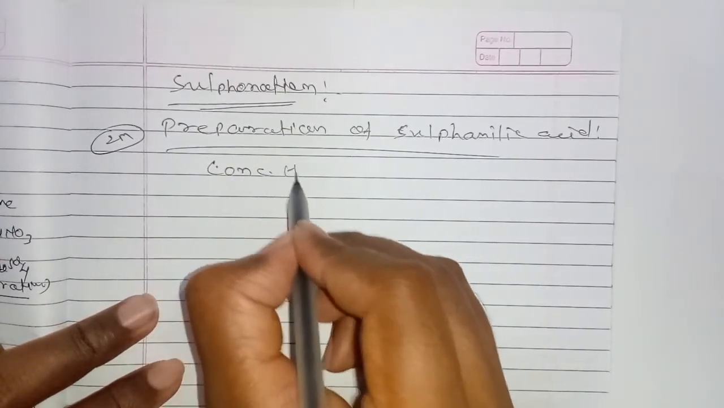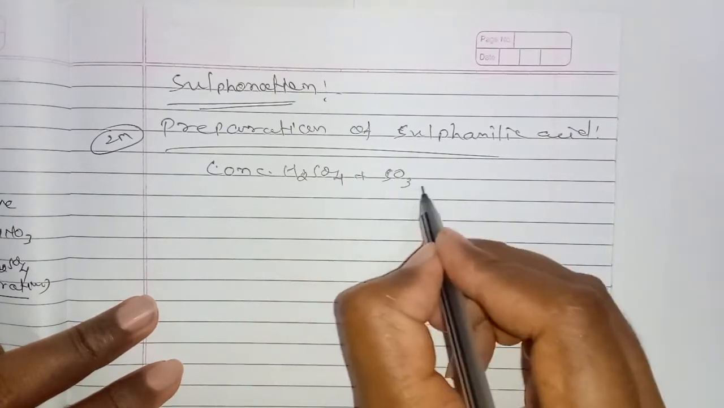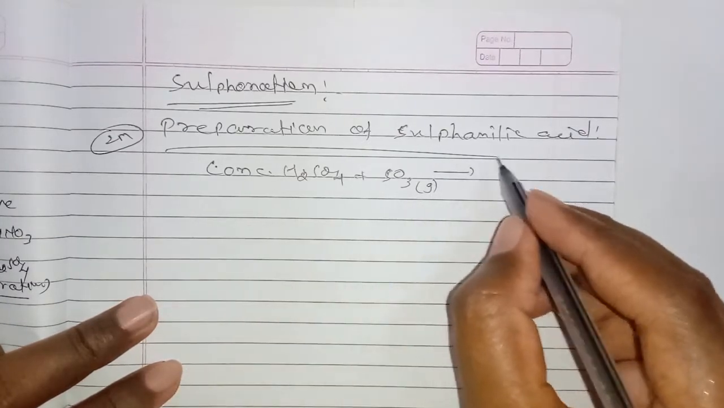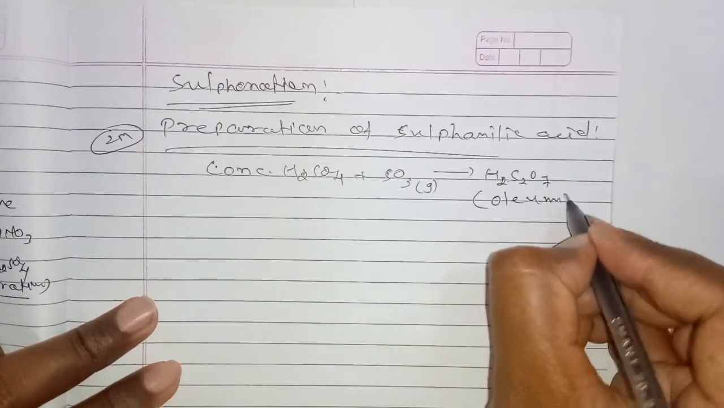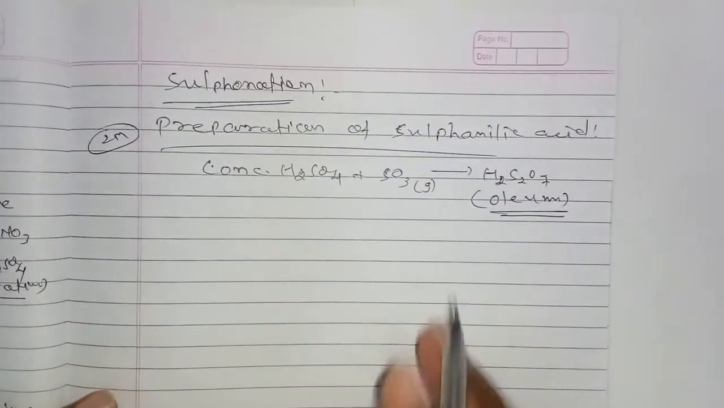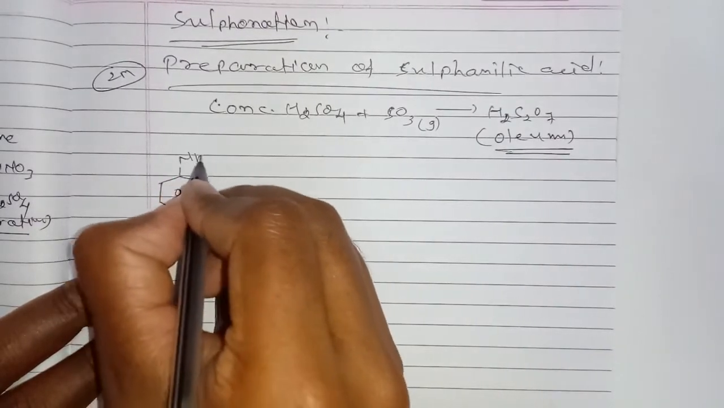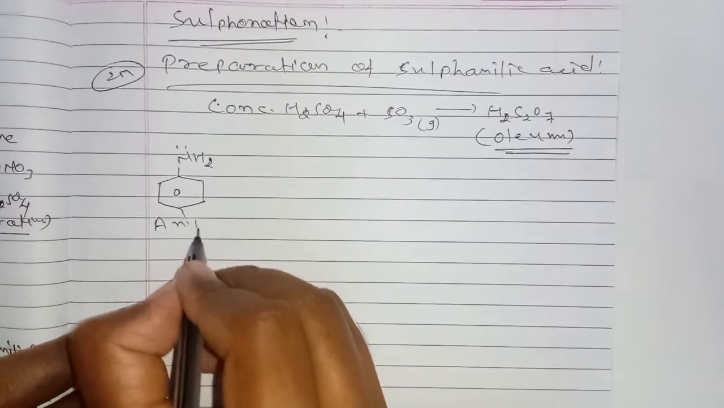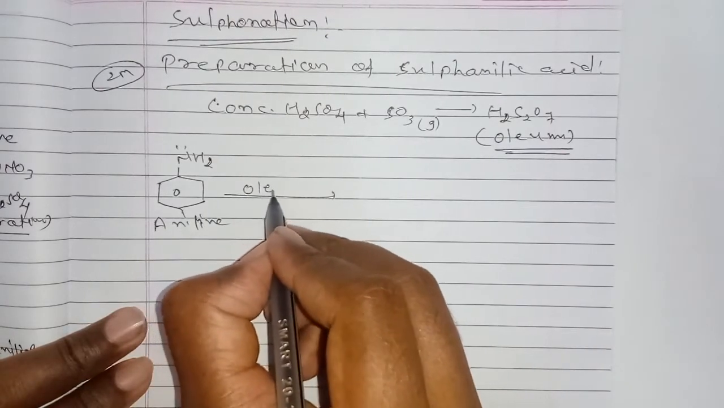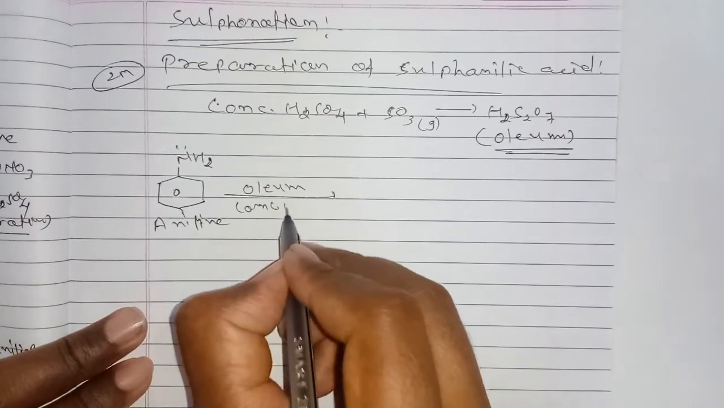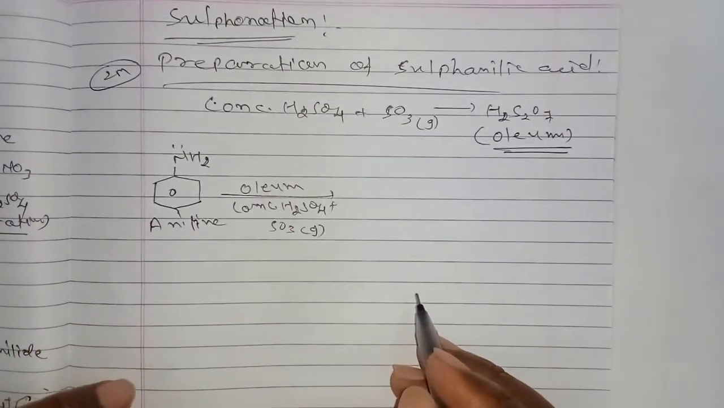Oleum is used. Concentrated sulfuric acid reacts with sulfur trioxide gas and it is converted to H2S2O7, which is known as oleum. This aniline reacts with oleum, concentrated sulfuric acid and sulfur trioxide gas.